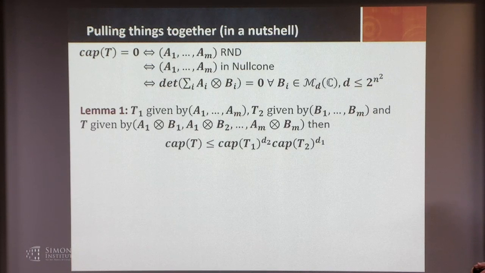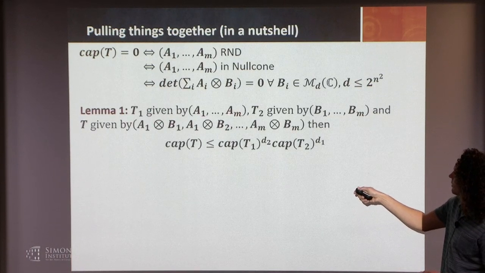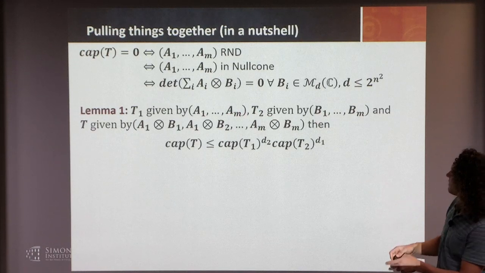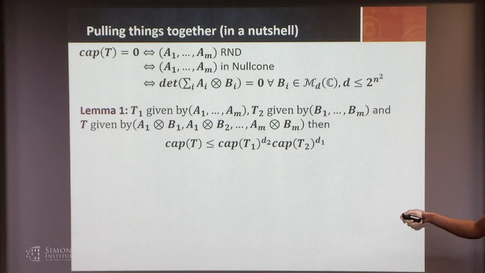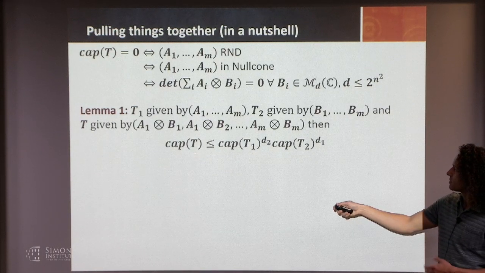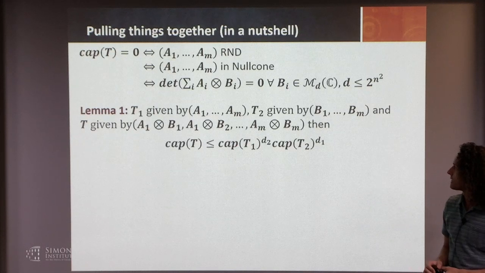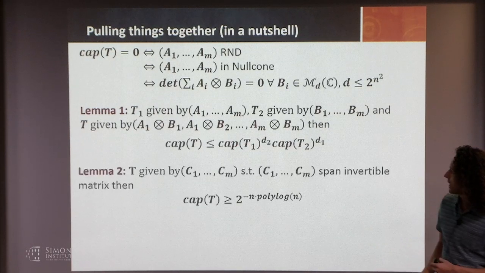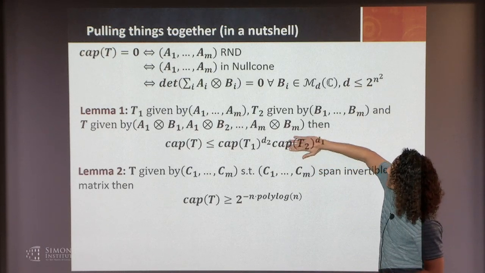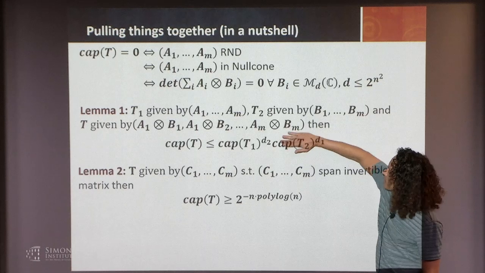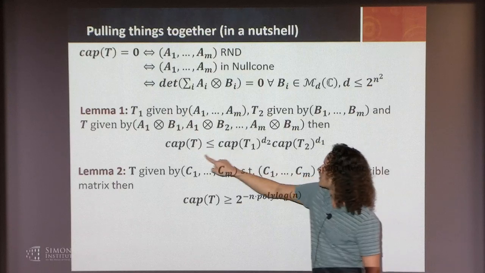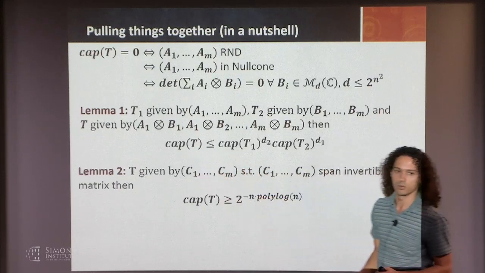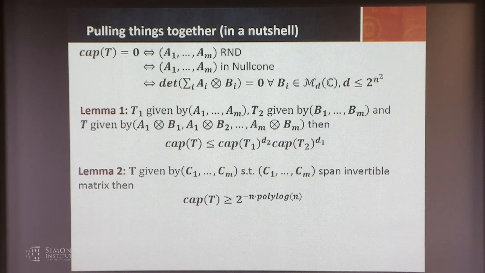So the lemma is: take T1 given by this matrix A_i, take T2 the operator given by the matrices B_i that are different from zero, and take the operator T given by the tensor of T1 and T2. By the easy lemma, the capacity of this operator is less than or equal to the product of these two capacities. If we normalize T1 and T2, the capacity of T2 is less than or equal to 1. So the capacity of my original operator is less than or equal to the capacity of the tensor to the square root of D squared. That's why the degree being big doesn't matter so much, because we're taking the square root of the degree.